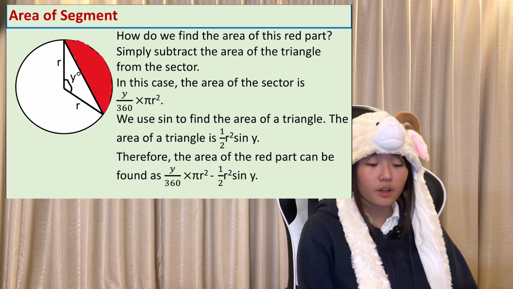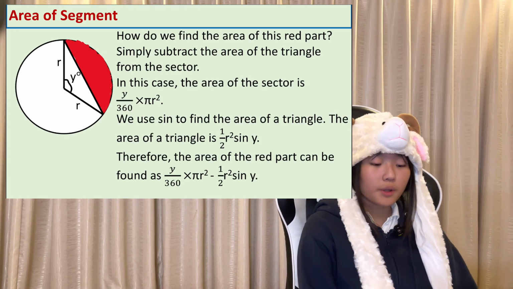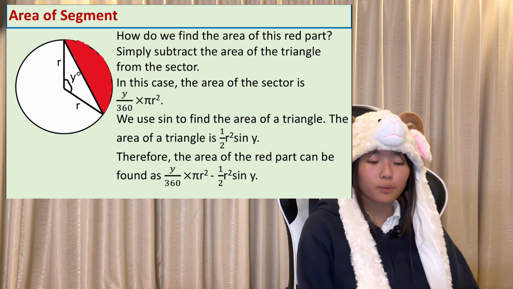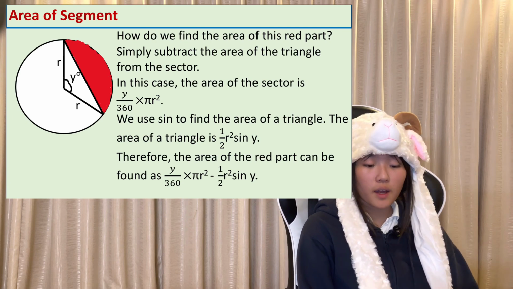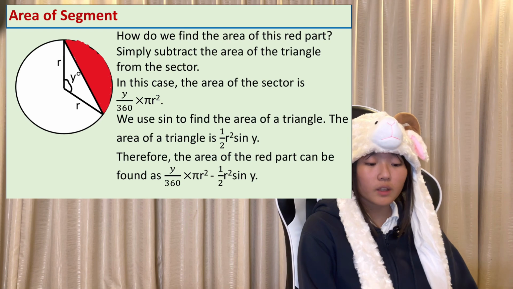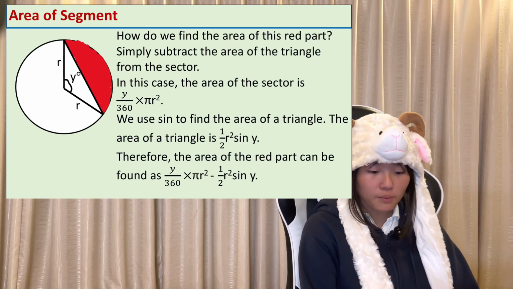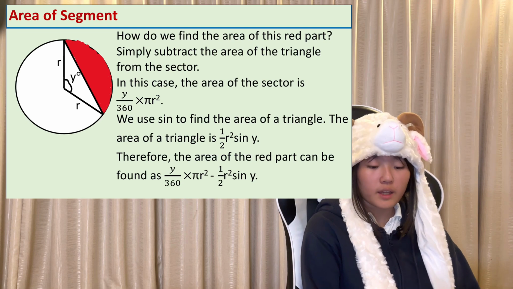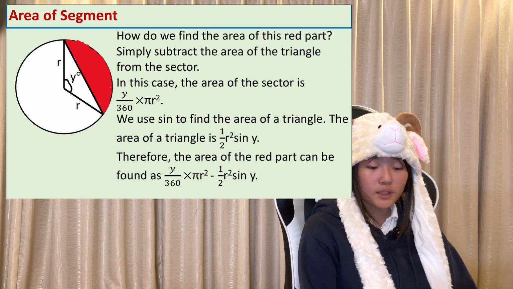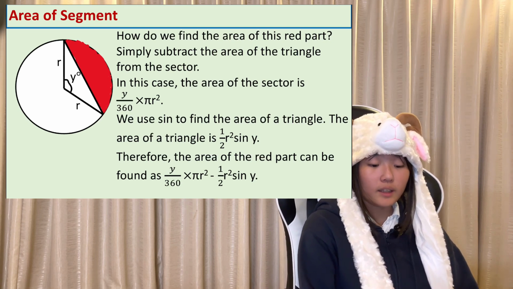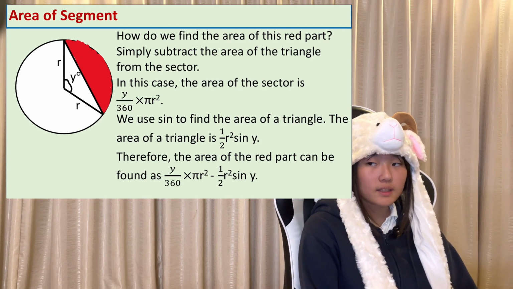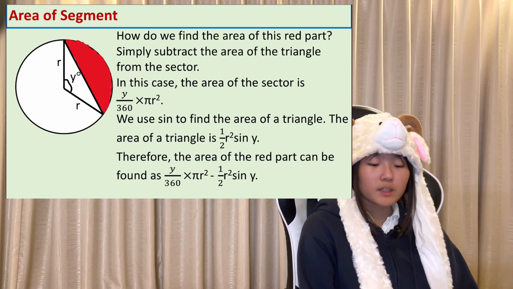In this case, the area of a sector is y over 360 times pi r squared. We use sine to find the area of a triangle. The area of a triangle is r squared times sine y over 2. Therefore, the area of the red part can be found as y over 360 times pi r squared minus r squared times sine y over 2.